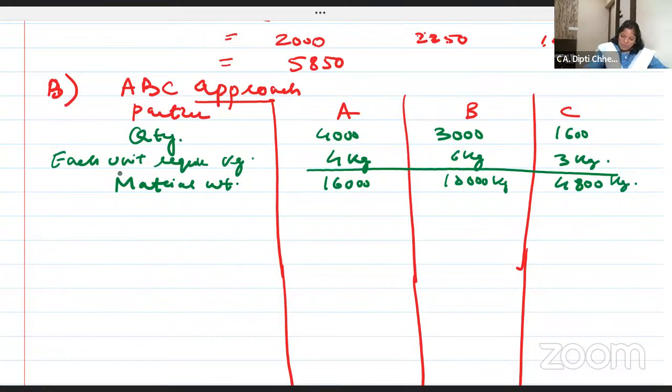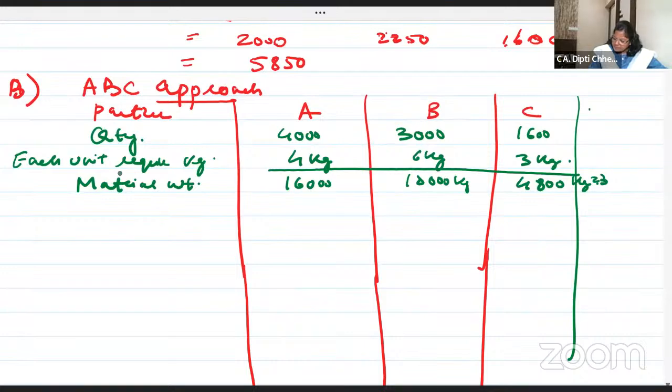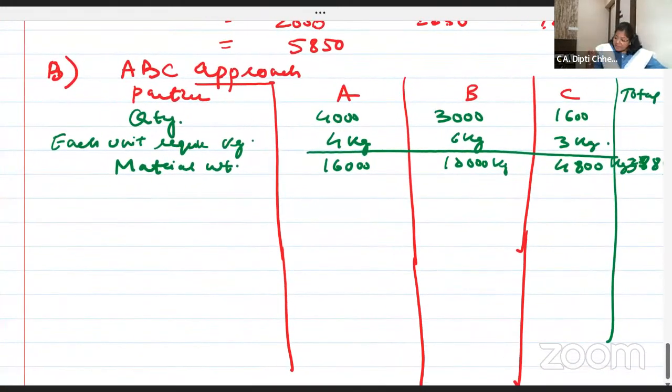And of course, you will need the total also. 16,000 plus 18,000 plus 4,800, because only then can you divide the cost drivers. Of course I need the total. 38,800 kg. So your material handling cost divided by 38,800 kg will give you the per cost driver.